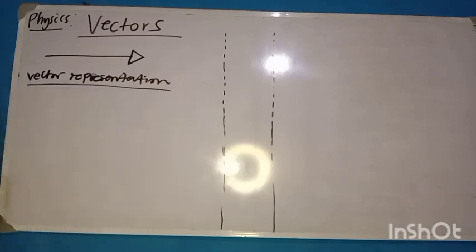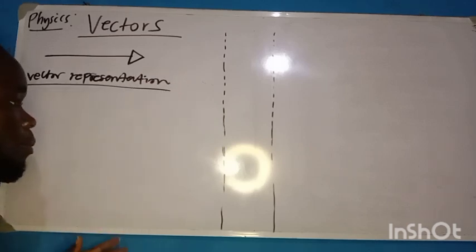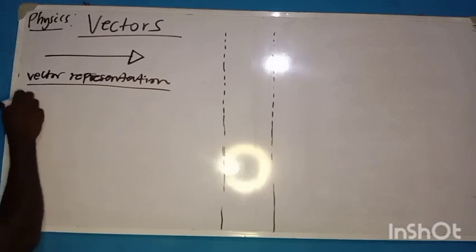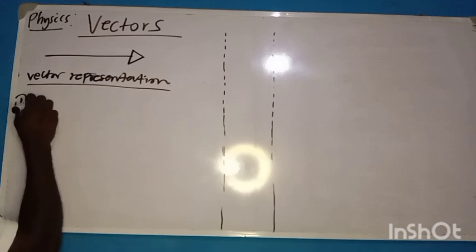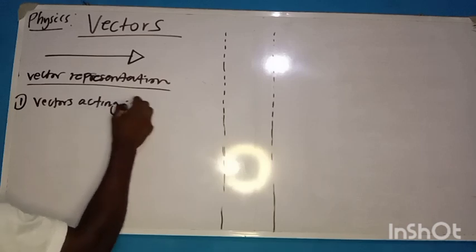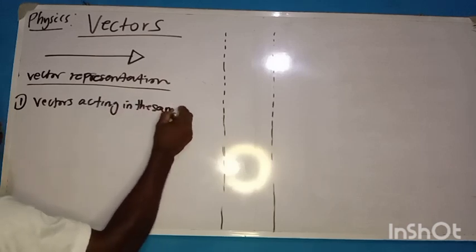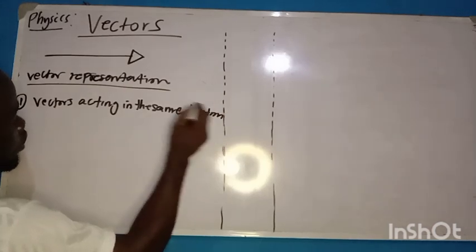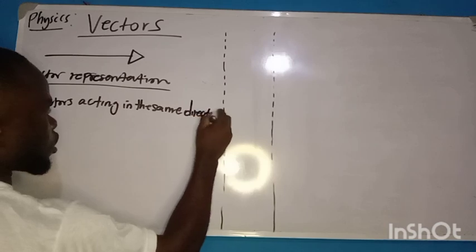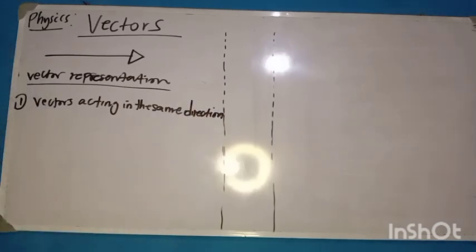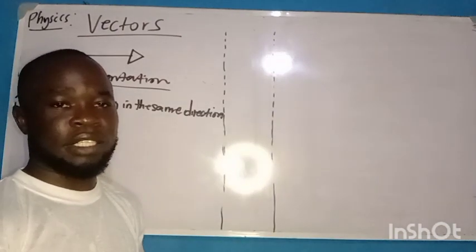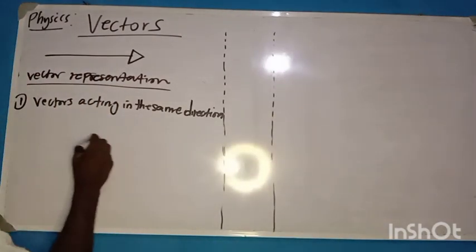Vectors can be represented in different ways. That is the method of finding vectors when they act at different positions. Now, we look at the first case, vectors acting in the same direction. When vectors act in the same direction, the resultant vector is simply the sum of the two vectors acting at that point. Now, let's consider this as an example.